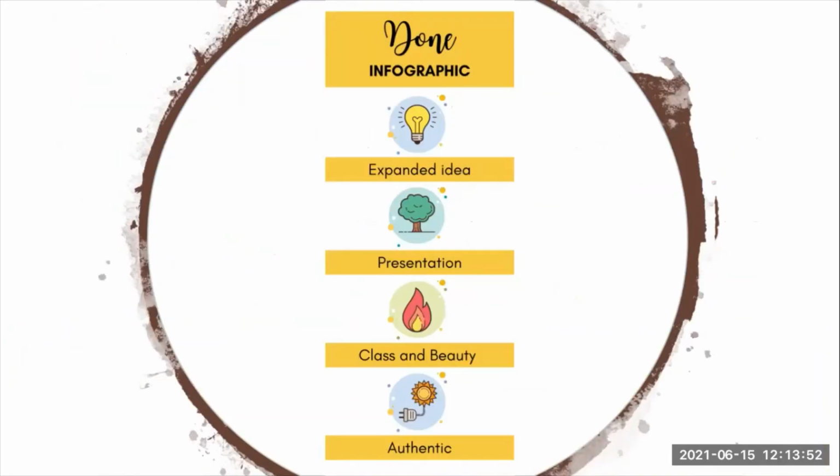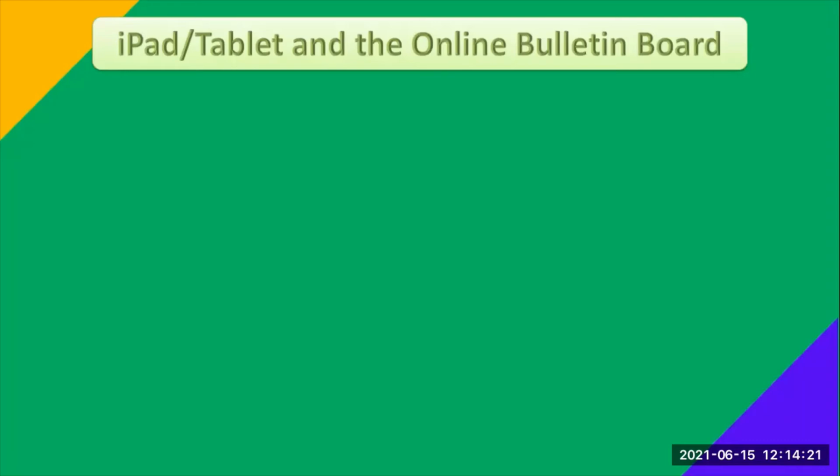Okay, so we are done with infographic. We expanded our idea about infographic. We presented a lot of examples and the uses of infographic. The class and beauty of infographic, we also got it. And of course, the authenticity, because we are to create information based on creativity and innovativeness. Next one, again, we will be having an activity solely for infographic. It will be posted sa Google Classroom natin.